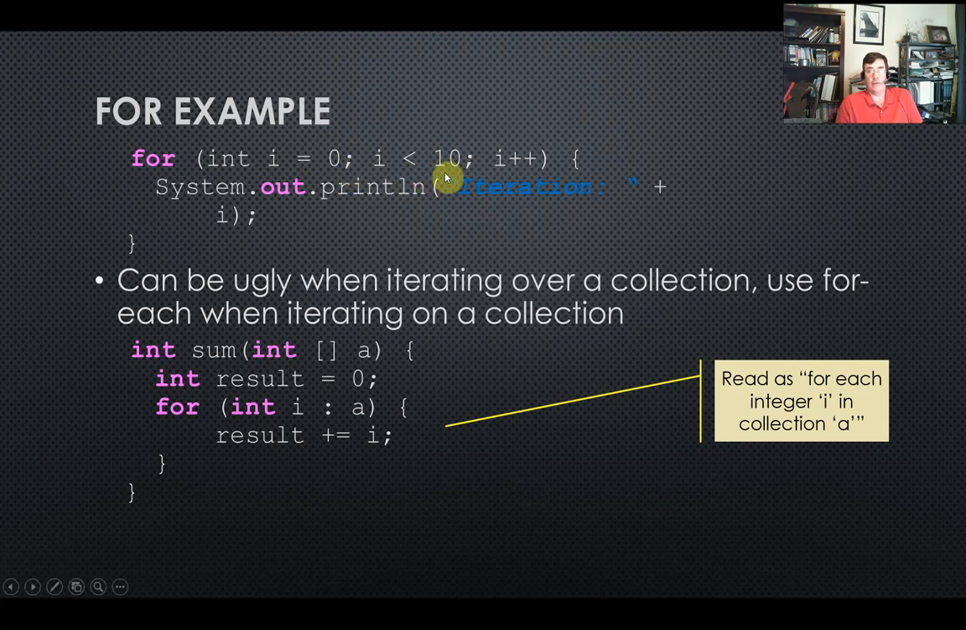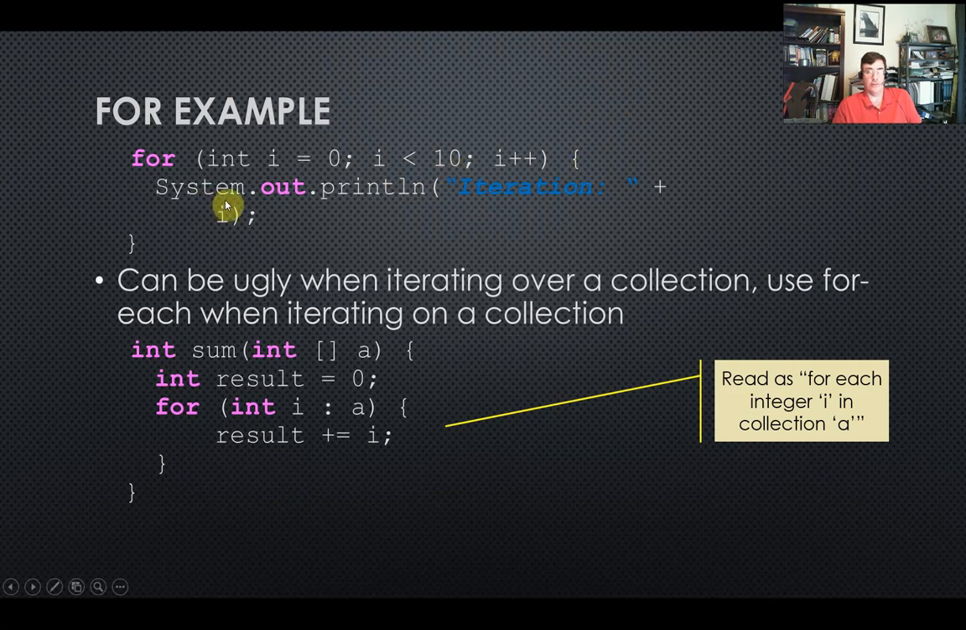Then we evaluate the termination expression. We always evaluate that at the beginning of every iteration through the loop. So it kind of functions like a while loop. It's a preconditioned loop. Right now, i is 0. 0 is less than 10. That's a true statement. That evaluates to true. So we enter the loop body.